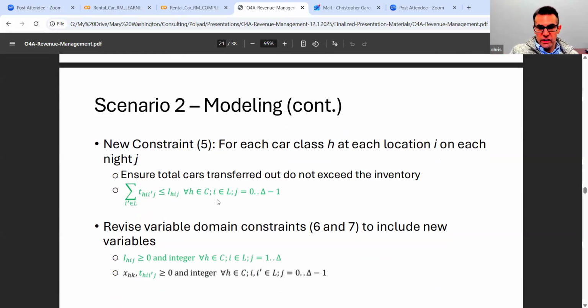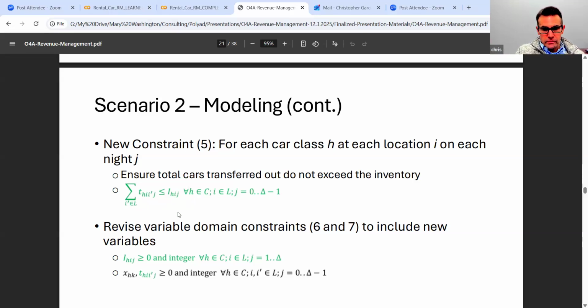Okay, so what I'm going to do is, again, for all car classes H, all locations I, and all nights from 0 up to the very last night, I want to make sure that my total cars transferred out for that car class from this location I to each location I prime doesn't exceed my ending inventory that day here. So this makes sure that I don't send more cars out from a location than I actually have.